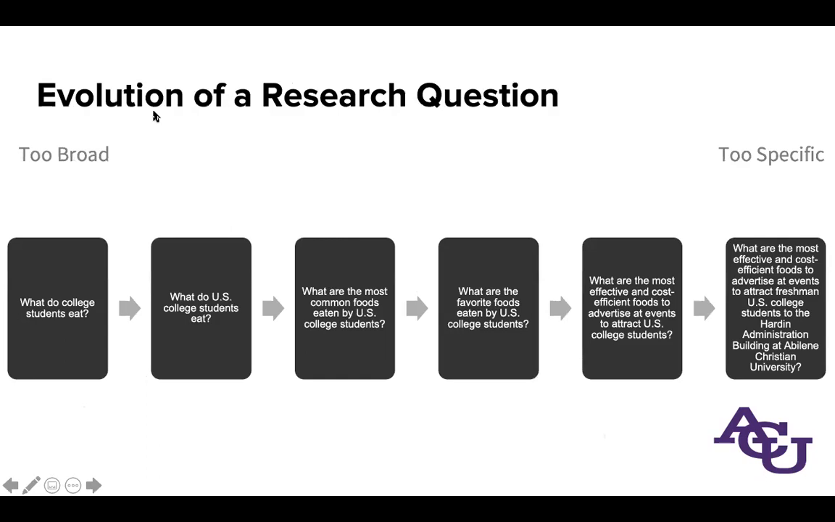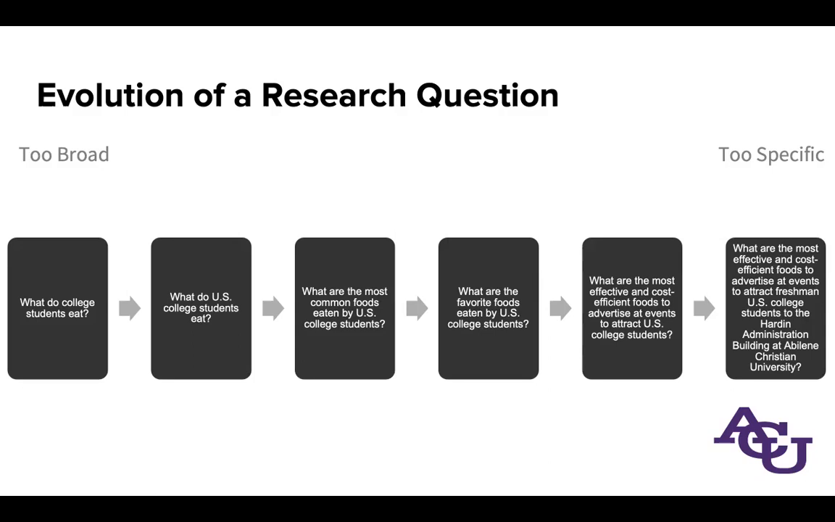So let's talk about the way that a research question might evolve. Usually you start very broad and get more specific. And look, if we started with the question, what do college students eat? Well, that's very open in terms of geography, and assessing the habits of college students around the world is going to be a lot of work.